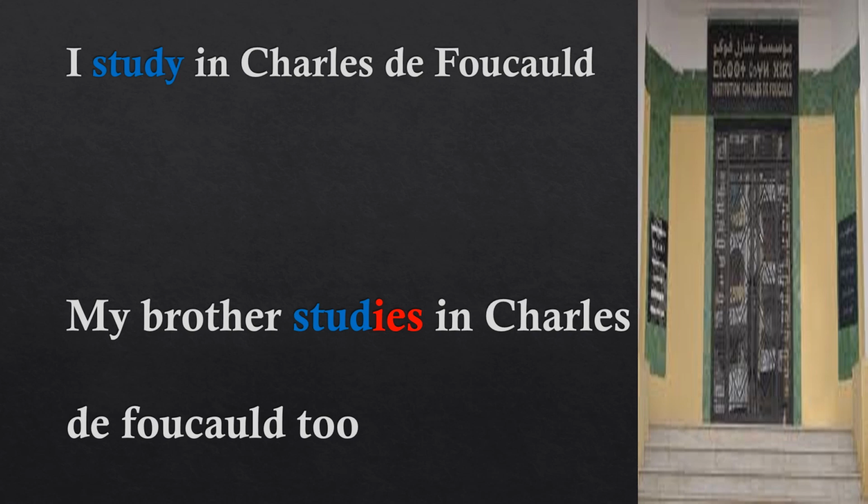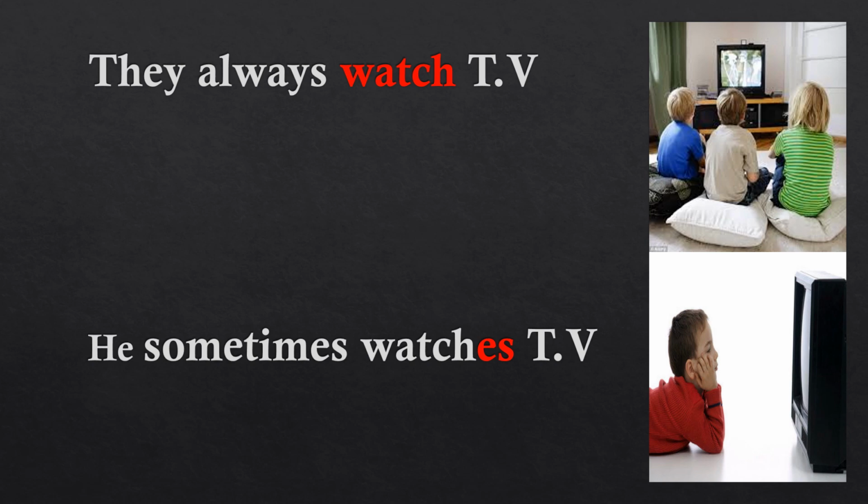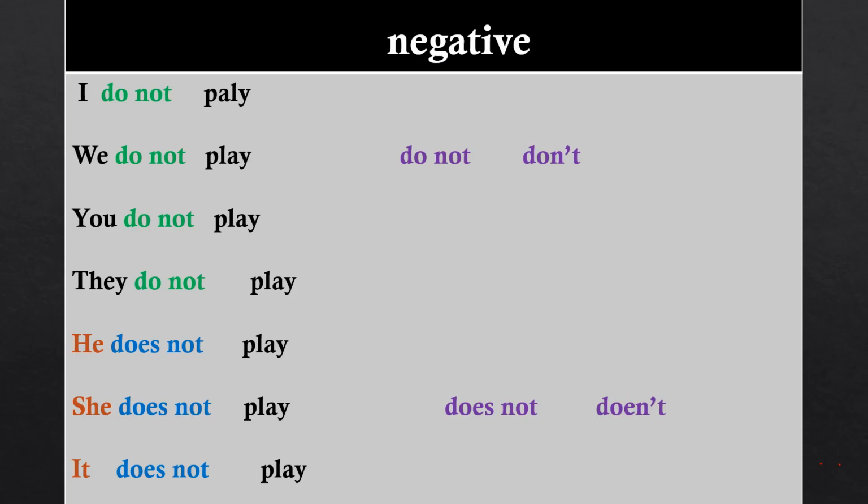Examples. I study in Charles de Foucault. My brother studies, or he studies, in Charles de Foucault. We change y into ies. They always watch TV, but he sometimes watches TV. We add es to the main verb. He sometimes watches TV.